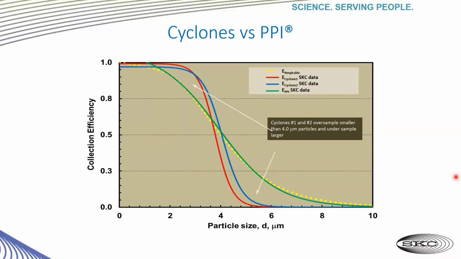According to this graph, most available cyclones oversample with particles smaller than 4 microns, and then they undersample when you're talking about particles larger than 4 micron as compared to the respirable convention. So you can see that in this area and this area as far as the over and under sampling.